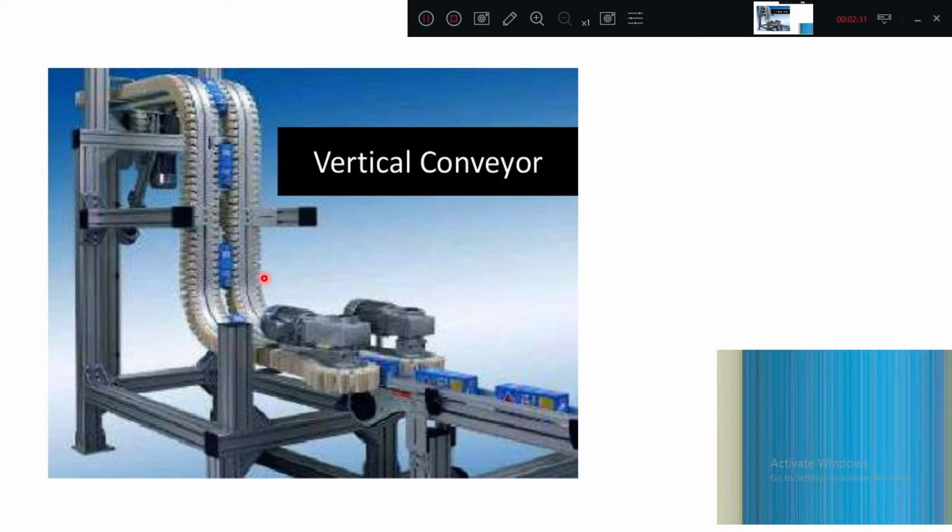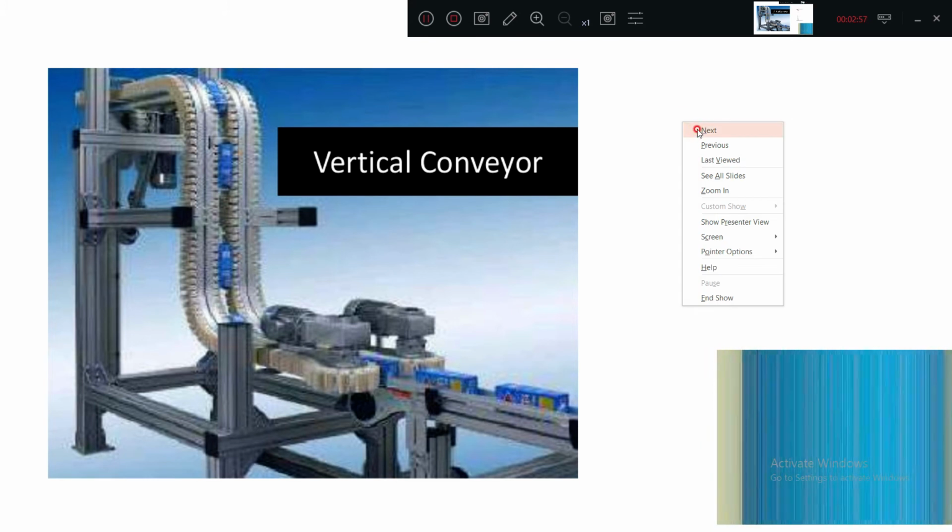Can you see this one? Vertical conveyor. So the goods will be transferred from one level to another level. Okay, like that. It is used in food packaging or some other industry. See, the movement of material is in the vertical direction. The blue boxes are the material transported. There are some side grips so that the material or item will not fall outside.